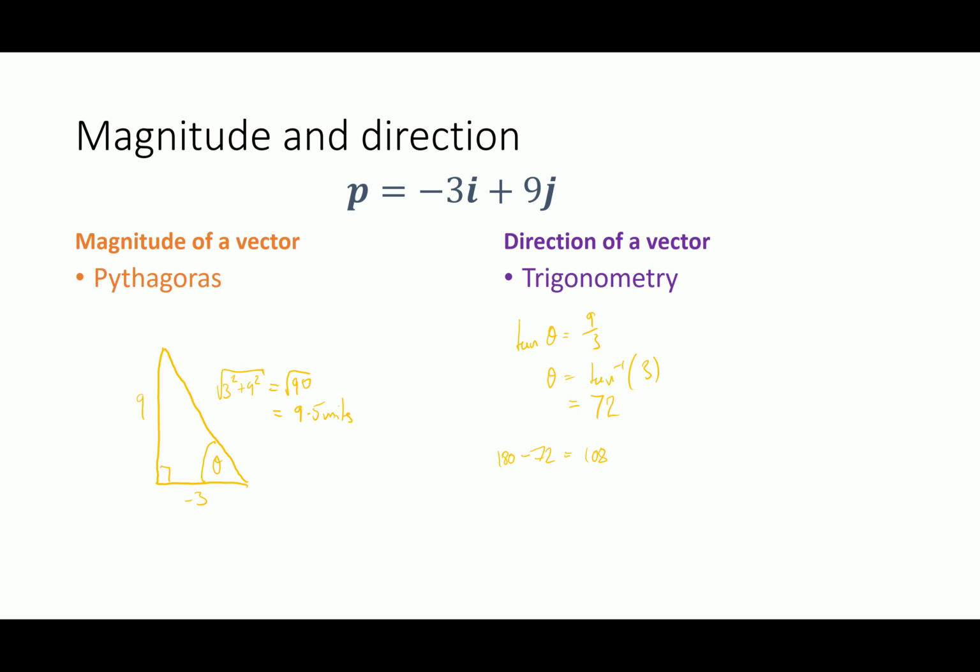Alternatively, I could be thinking about a bearing, so here is my north, and measuring round clockwise, I'd have to go 270 degrees to get to this point, plus the extra 72 would give me a bearing of 342 degrees. So when we're talking about our answers as to exactly what direction we're travelling in, we need to either give information about that relative to a j, or relative to an i, or as a bearing. And we'll see this again in later questions.